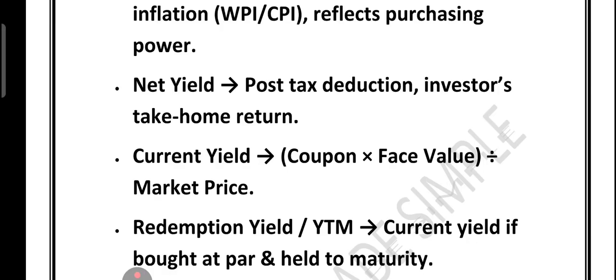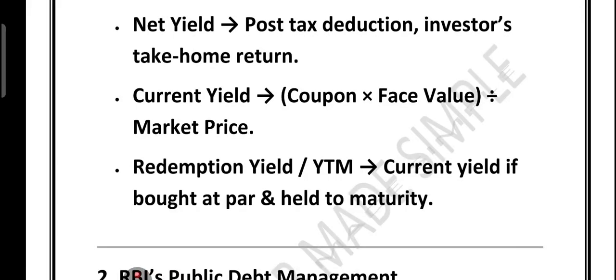Coupon multiplied by face value divided by market price is called current yield. Current yield gives the return at the current market price. Then we have the redemption yield or YTM, the yield you earn if you buy the security at par value and hold until maturity.